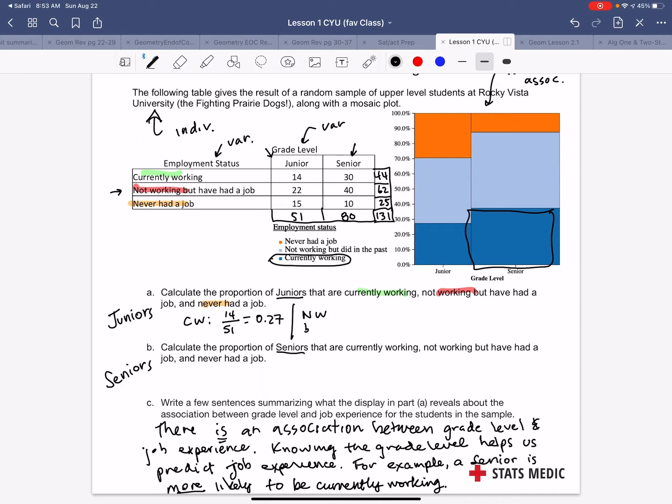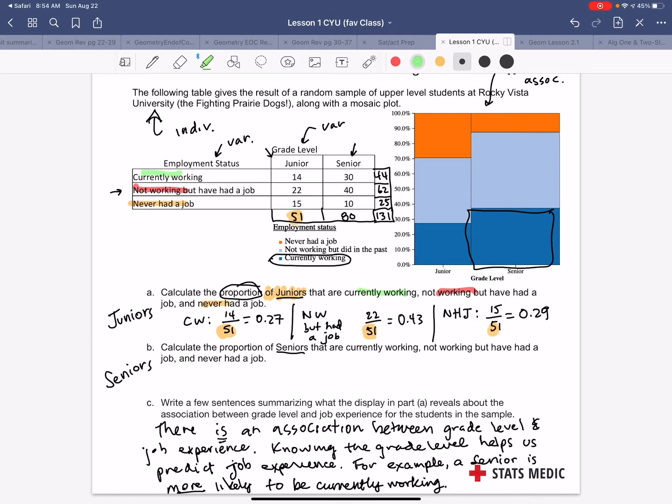Not working, but had a job would be 22 out of 51. And never had a job would be 15 out of 51. These are what we would call the proportions of the juniors. So when they say the word of the juniors, we notice that this has to be the denominator, okay?